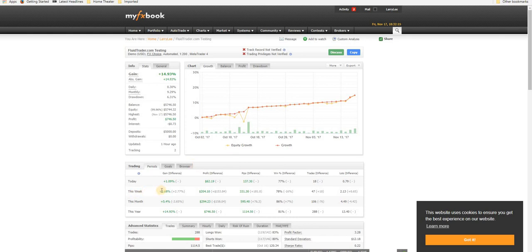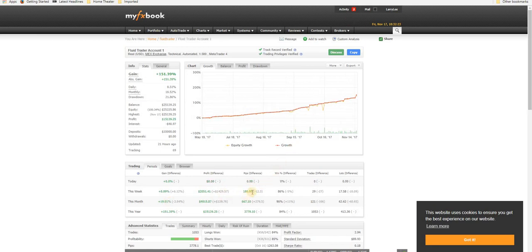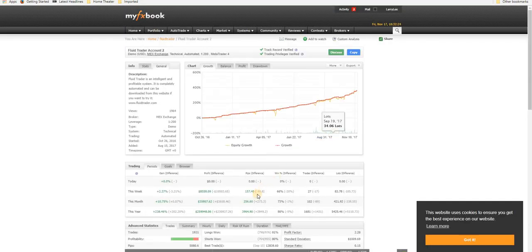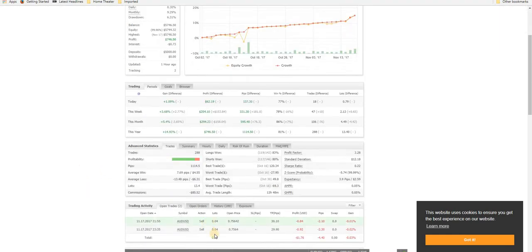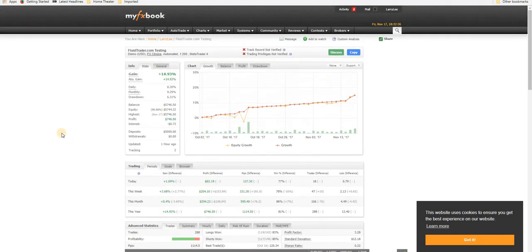As far as pips go, it looks like I made 331 this week. The vendor got 180 in his live and 157 in his sim account. So I definitely beat out the vendor as far as pips go here. And obviously I'm trading smaller lot sizes, so my profit is not going to show that I made more money, but just more pips, obviously.